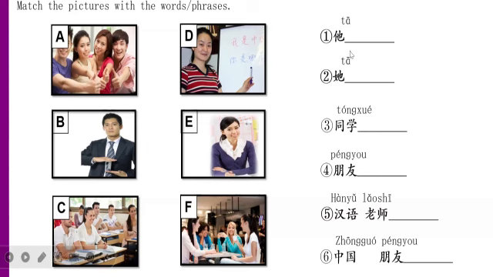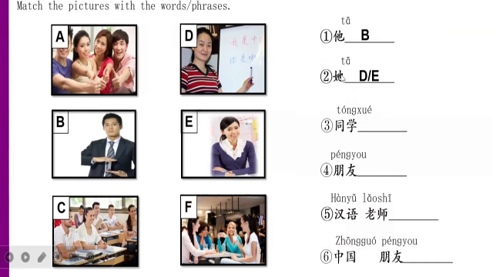Look at the pictures and look at the new words and phrases on the right side and match them with each other. Number 1, 他. Number B, yes. What's the meaning? He, yes, right. So B. Number 2, 他, E. What's the meaning? He.